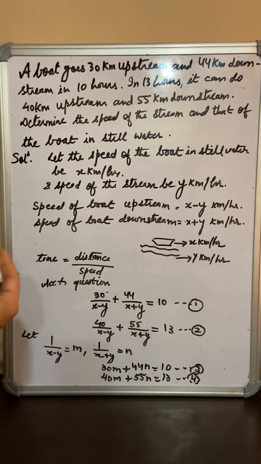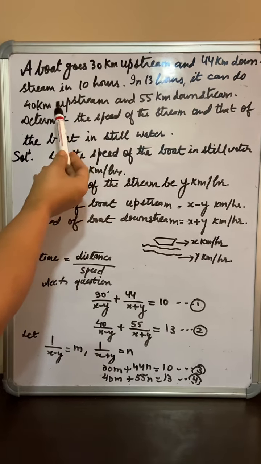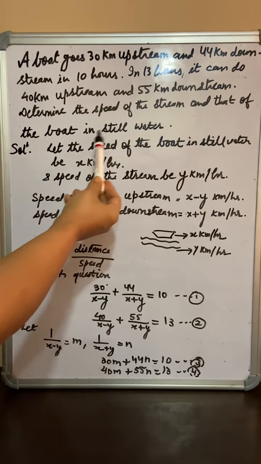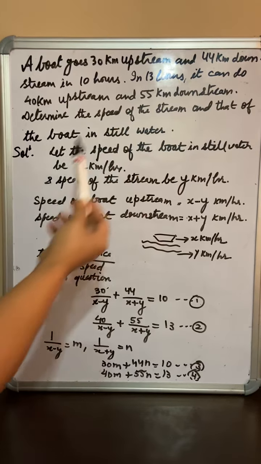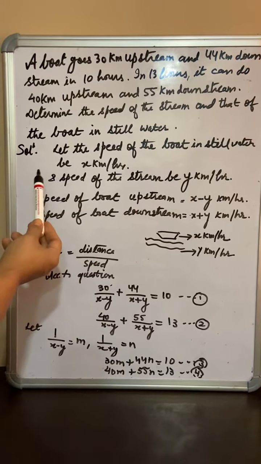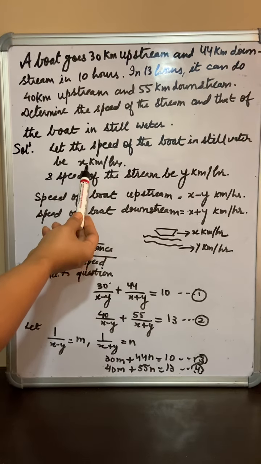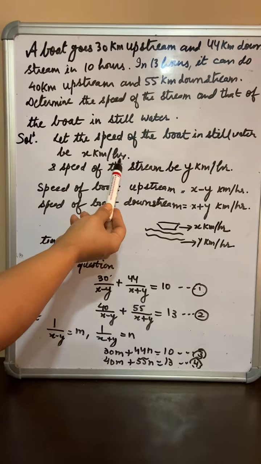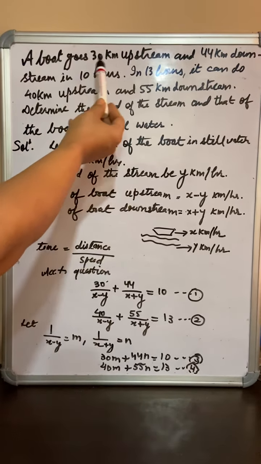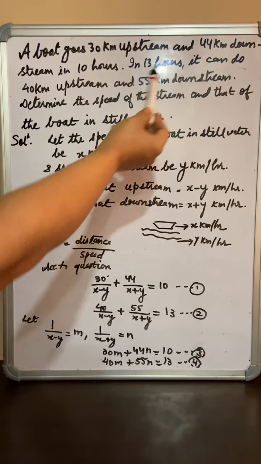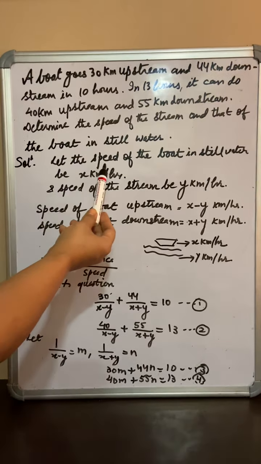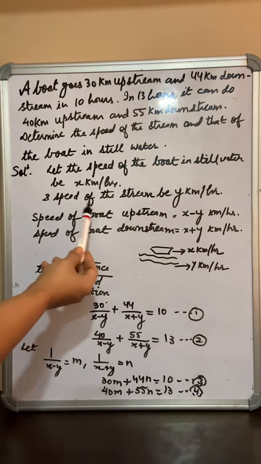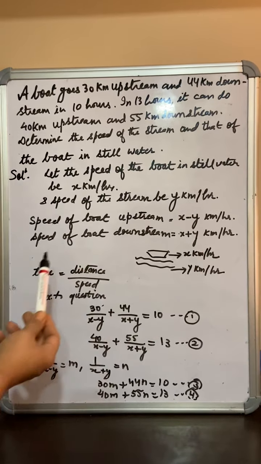In this question, you need to understand what is the meaning of upstream and downstream. First of all, we need to find the speed of the boat in still water and the speed of the stream. That we have to assume. The variables we have taken are x and y. Why have we taken the speed of the boat in still water as x kilometer per hour? Because the distance is given in kilometer and time is given in hour. So that's why we are assuming, let the speed of the boat in still water be x kilometer per hour and the speed of the stream be y kilometer per hour.